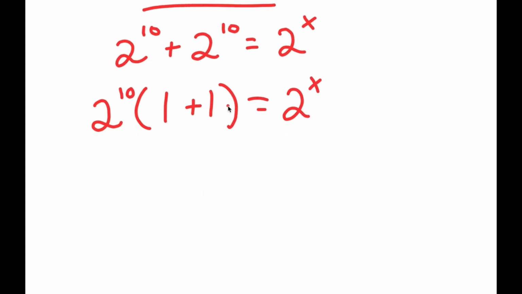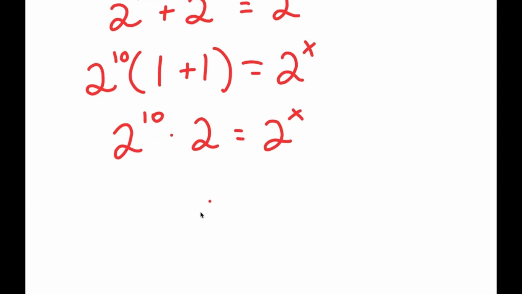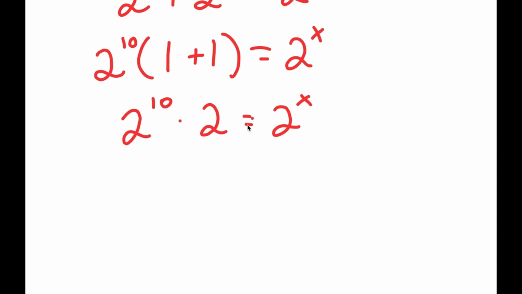Now from here, 1 plus 1 is equal to 2, so I get 2 to the power of 10 times 2 is equal to 2 to the power of x. And a simpler way of doing this is, instead of just factoring this out, well, we have two 2 to the power of 10s here, and anything added by itself is the same thing as that number times 2. So we could have just said 2 to the power of 10 times 2 at the beginning instead of factoring it out.